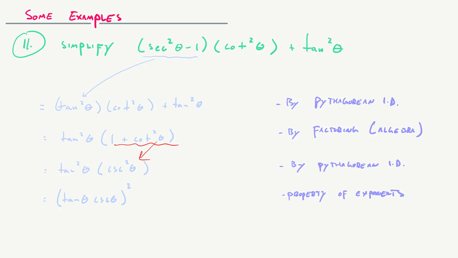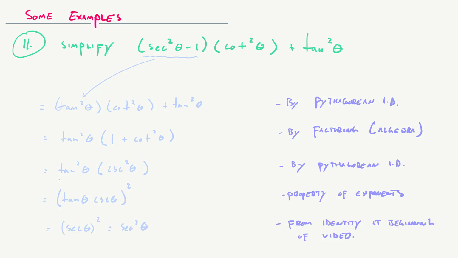So then what I did is I realized, well, look, it's some squared trig function times another squared trig function. I can rewrite that as the tangent theta cosecant theta squared. That's by an exponent property that says when you square products, you apply the power to both pieces of the product. So squaring this thing would just get me back to here. So I know these two things are equal.